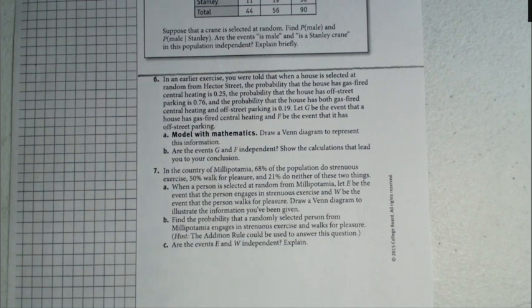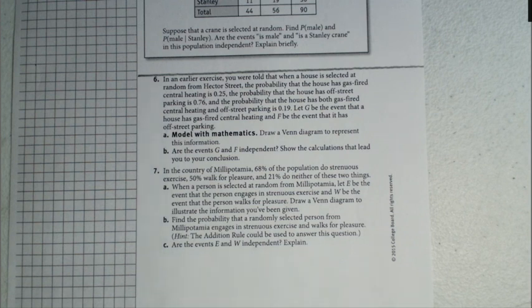Section number 5 covers questions 6 and 7. It starts off saying, in an earlier exercise, you were told that a house is selected at random from Hector Street. The probability that the house has gas-fired central heating is 0.25. The probability that the house has off-street parking is 0.76. And the probability that the house has both gas-fired central heating and off-street parking is 0.19.